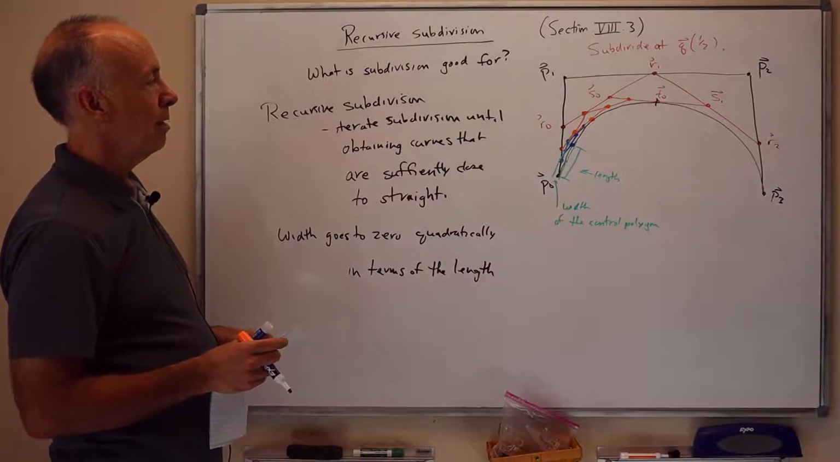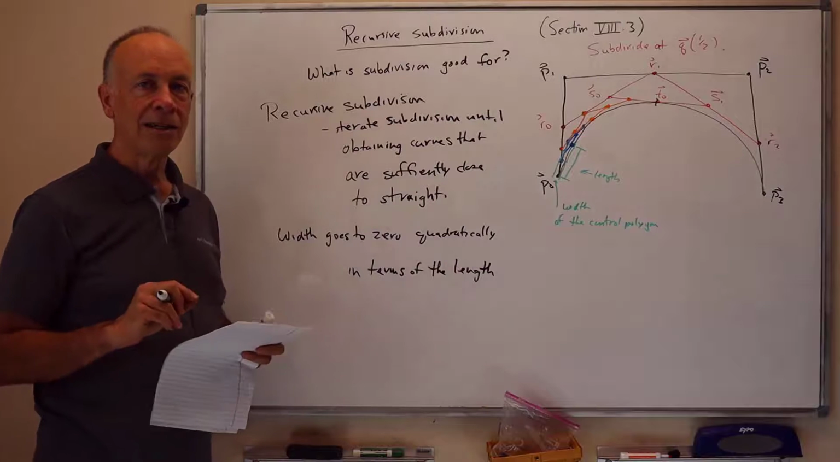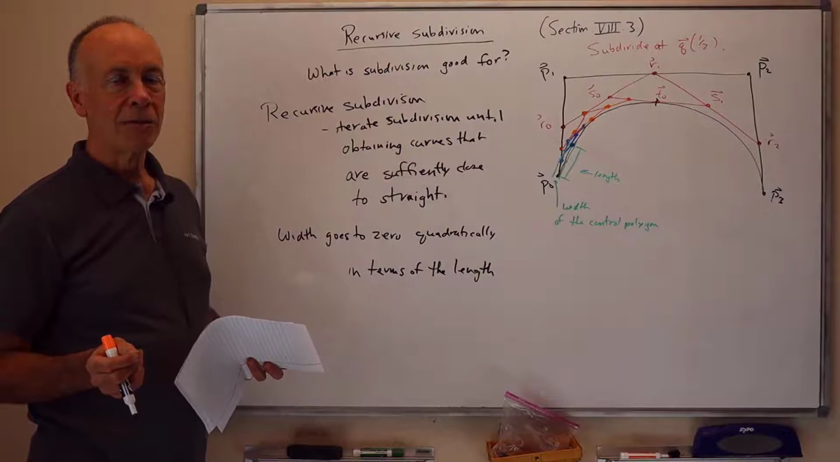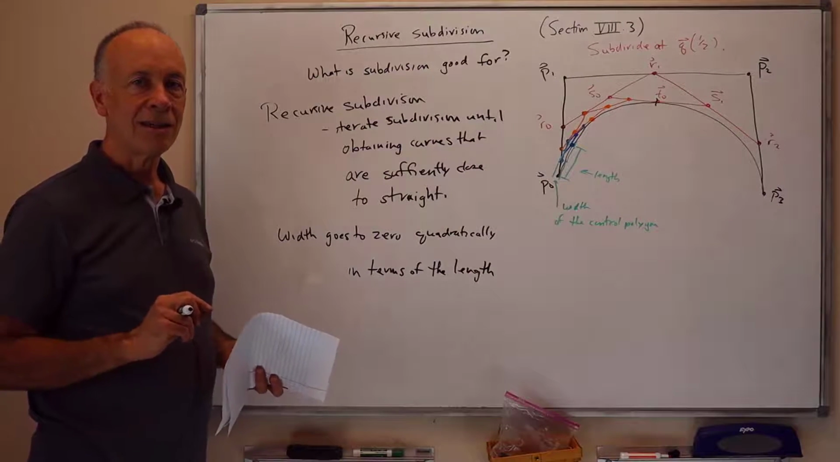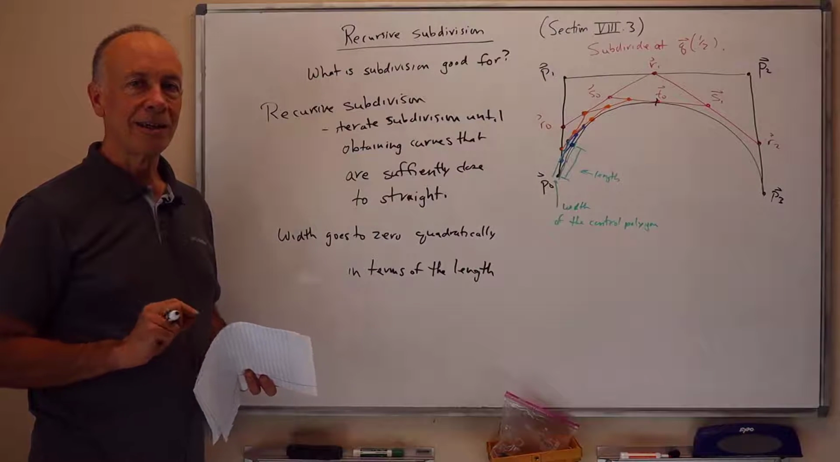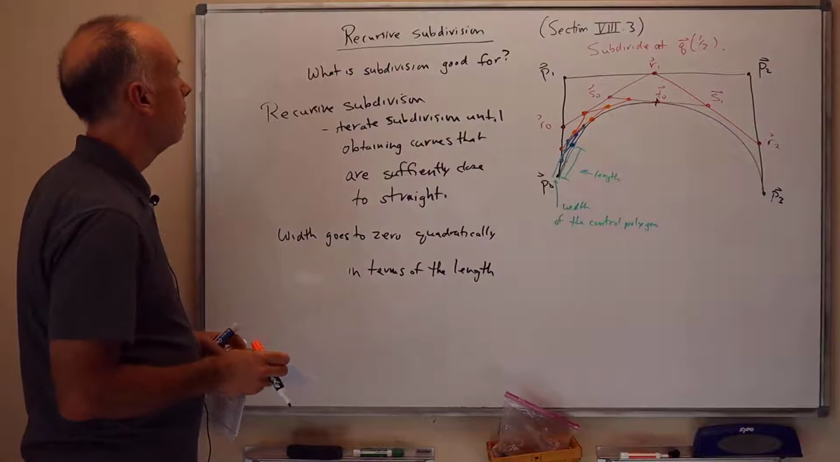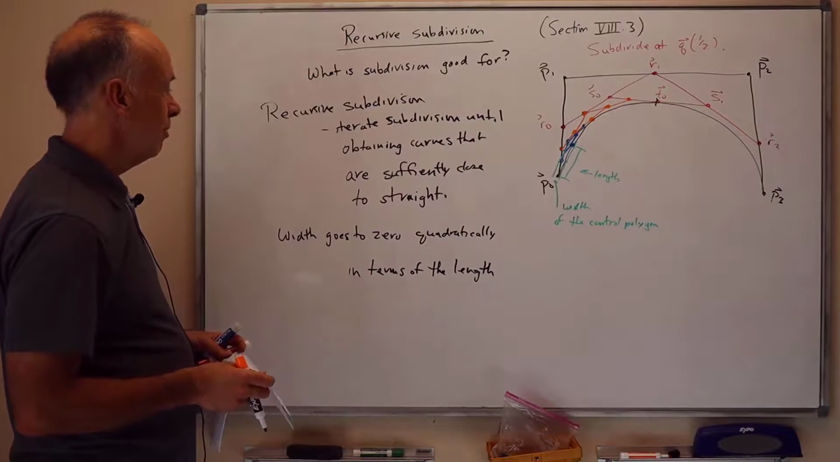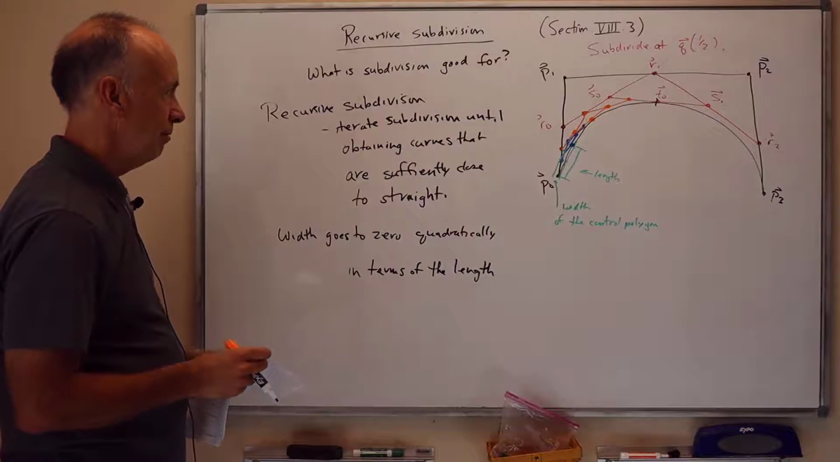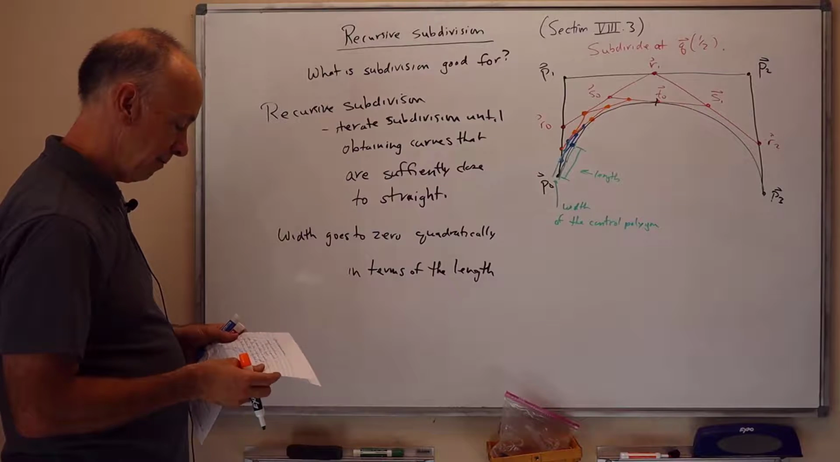Iterating 3 times would mean breaking the curve into 8 straight line segments. Iterating 4 times would mean breaking into 16 straight line segments. 16 straight line segments is pretty good for many purposes, at least. Let's put it that way. So this is recursive subdivision, most commonly done with the value 1/2.